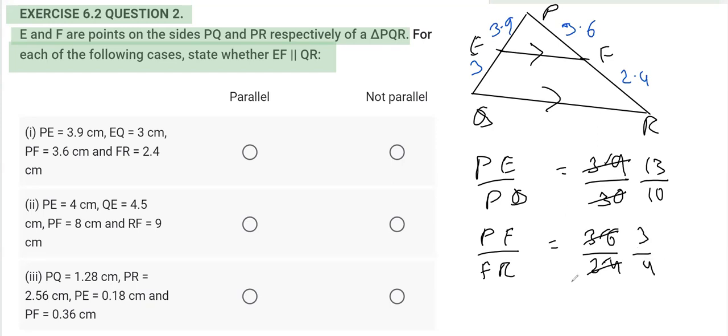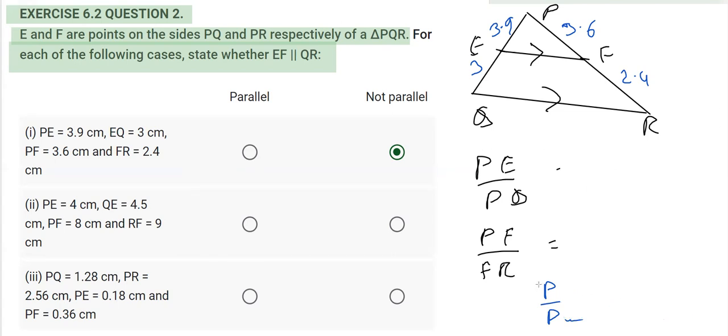What we can clearly see here is that PE over EQ is not equal to PF over FR. So in this case, the lines will not be parallel, as the ratios in which EF divides PQ and PR are not equal. Now, let's find out for the other parts.